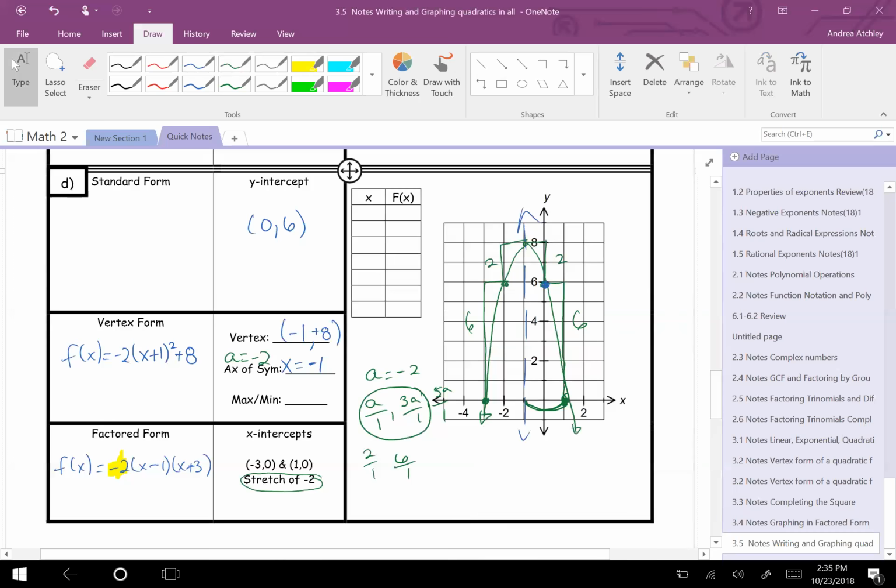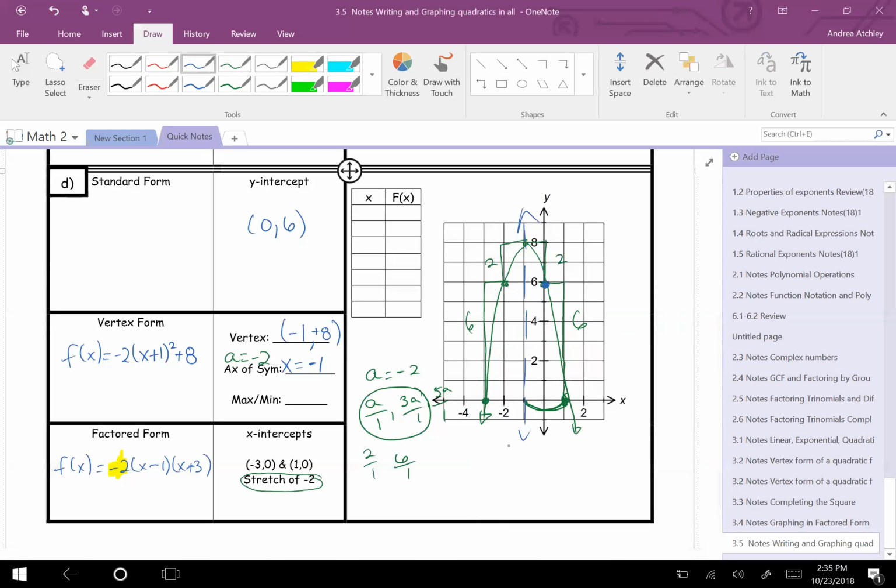Okay, yes. It's in the middle. Axis of symmetry is in the middle of my two x-intercepts.